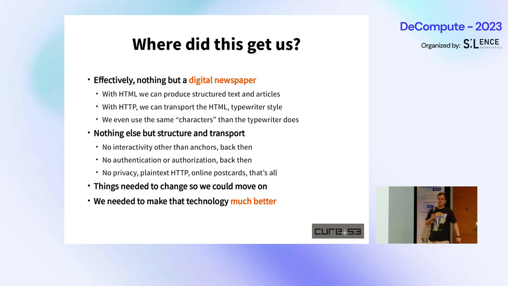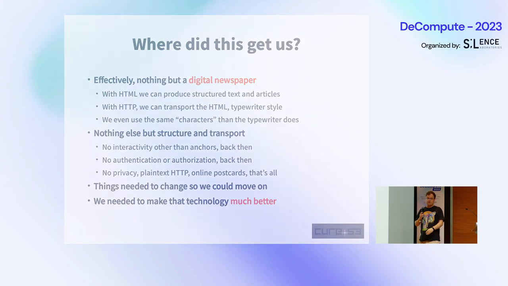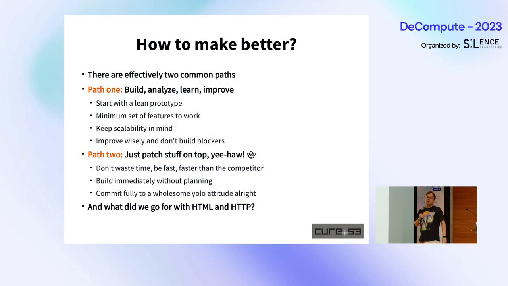And in those situations when we need to make technology better, we oftentimes have different paths that we can take. We can take path one, which is the hard path, and we can say, well, we build something, we specify it, we launch it, then we analyze how people are using it, what we're going to do in the next years, we learn, we improve. We maybe start the whole thing with a lean prototype, a minimum set of features that work, we keep scalability in mind, and we improve wisely if we don't build blockers into the technology that keep us from doing certain things and helps us to have something that still works in 20 years, as mentioned in the presentation earlier. That is something that we want to have.